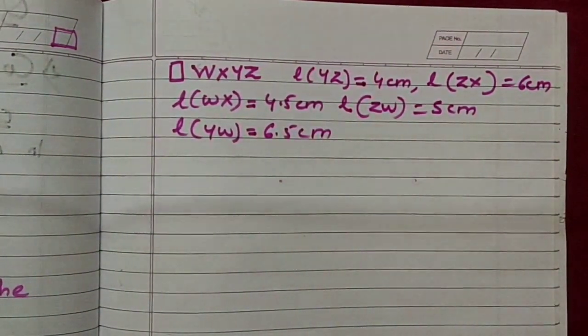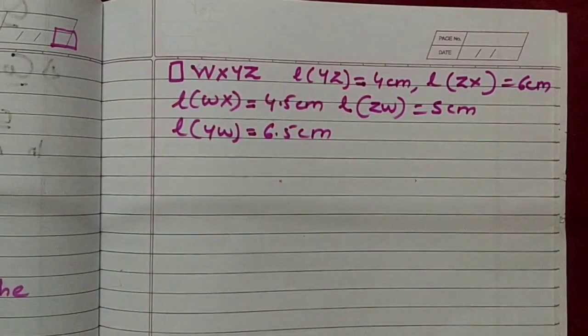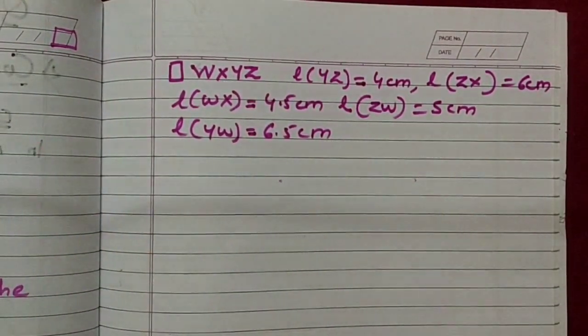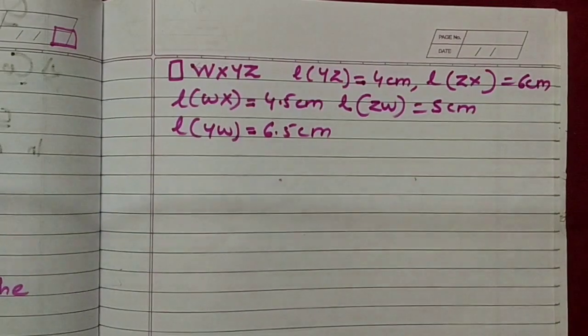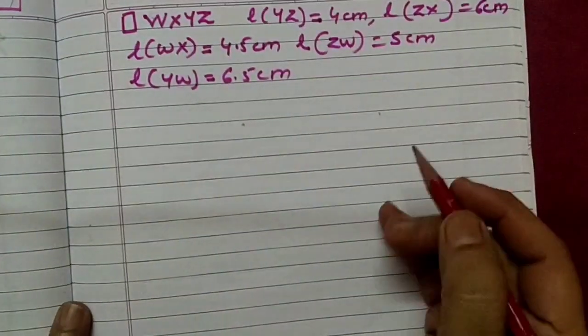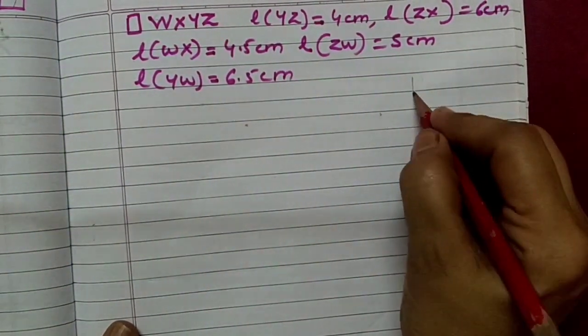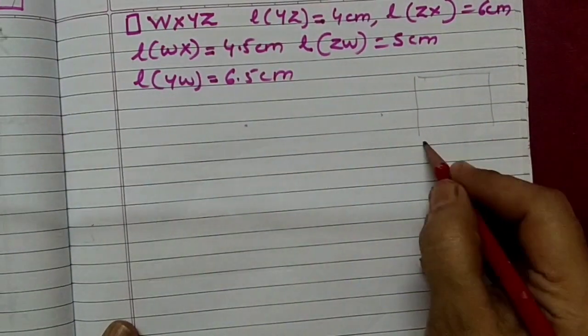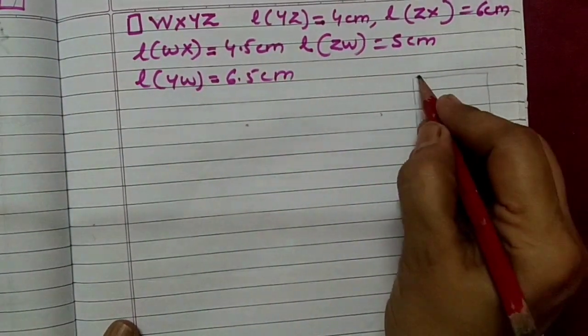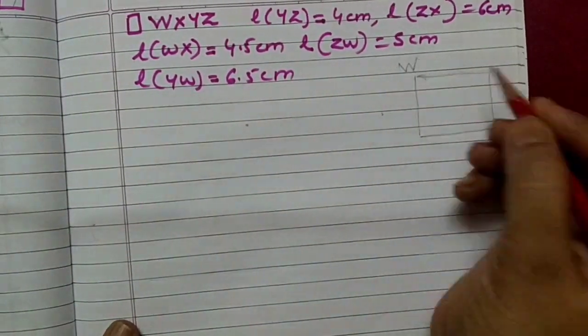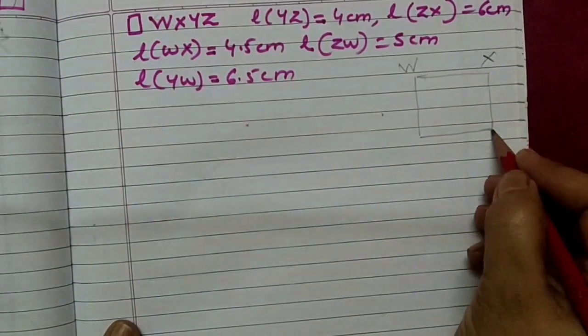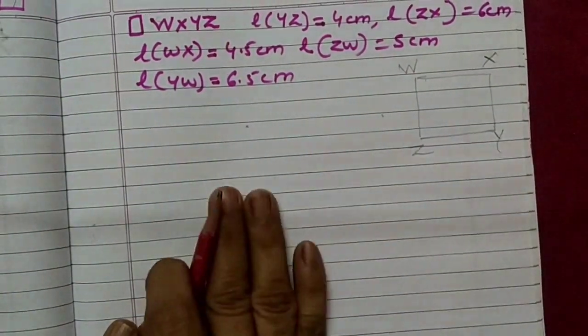Now we will do the rough figure first. As I told you, always we have to do the rough diagram. Now what is the name of our quadrilateral? It is WXYZ. So our quadrilateral will be this way. You can draw any shape. It has to have four sides, remember. Okay. This is W, X, Y and Z.